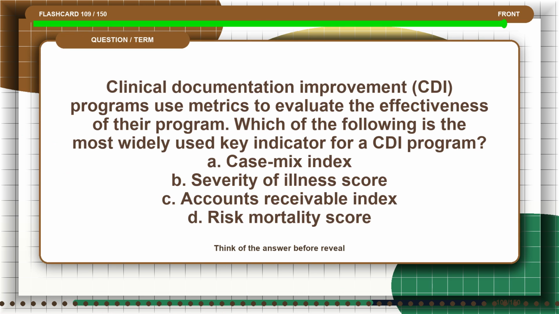Flashcard 109. Clinical Documentation Improvement, CDI, programs use metrics to evaluate the effectiveness of their program. Which of the following is the most widely used key indicator for a CDI program? A. Case Mix Index. B. Severity of Illness Score. C. Accounts Receivable Index. D. Risk of Mortality Score. Think of the answer before the reveal.